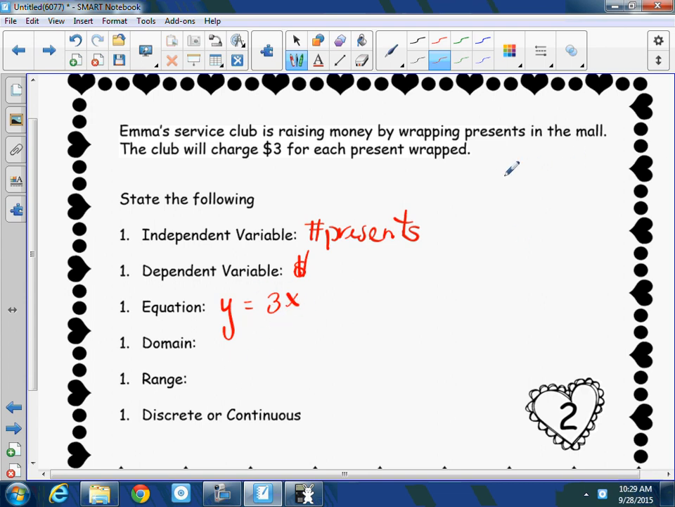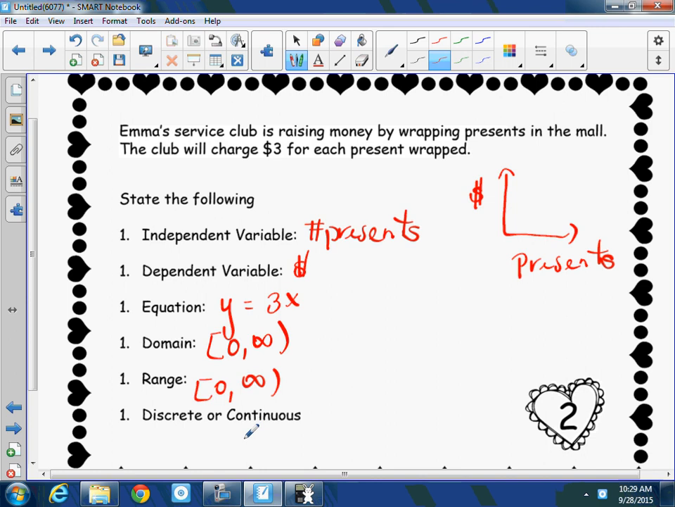Now, I'm going to go ahead and do my graph because I have to see it. This is the presents, and this is the money that I make. I don't have to wrap any presents, and I can wrap an infinity amount of presents. If I don't wrap any presents, I don't make any money, but the more that I wrap, the more that I make, so that would be continuous.